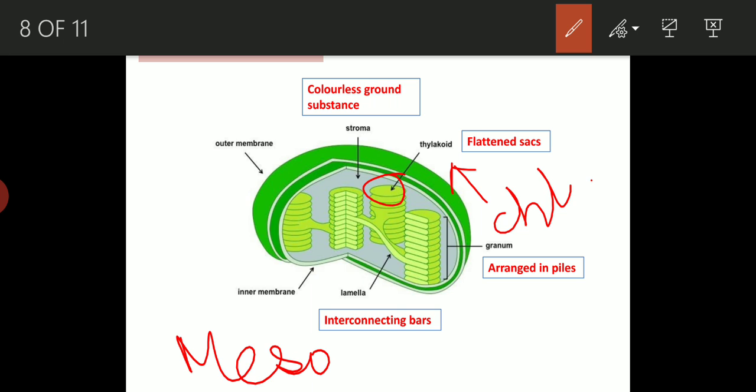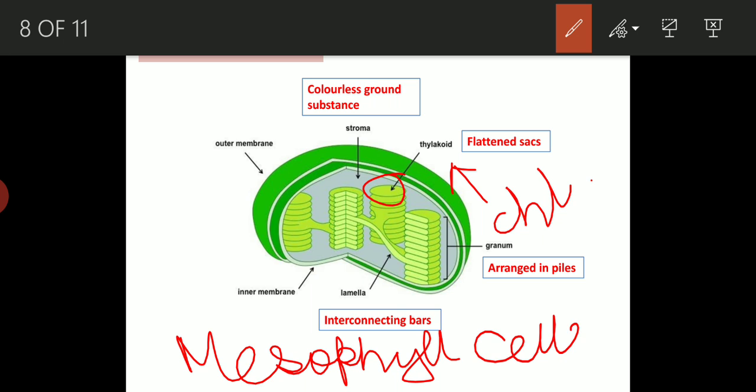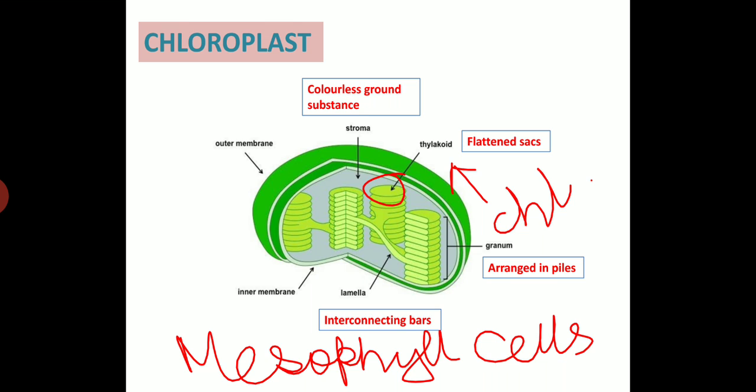This is important. Chloroplasts are mainly found in the mesophyll cells, which are located between the upper epidermis and lower epidermis of the leaves. This much you have to remember. Okay? This is very important.